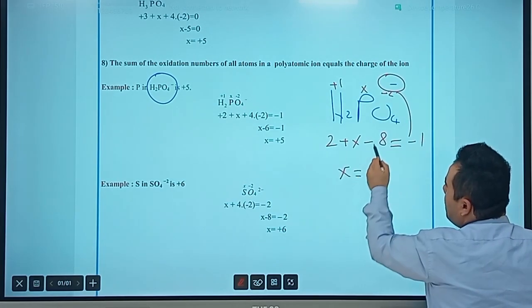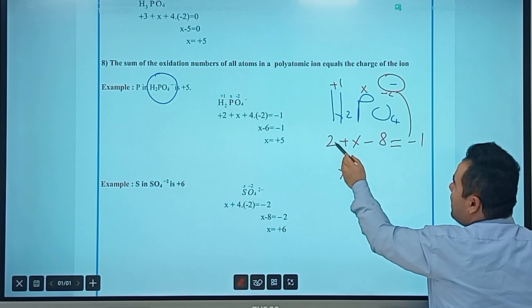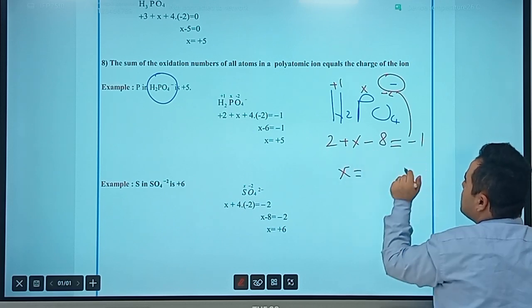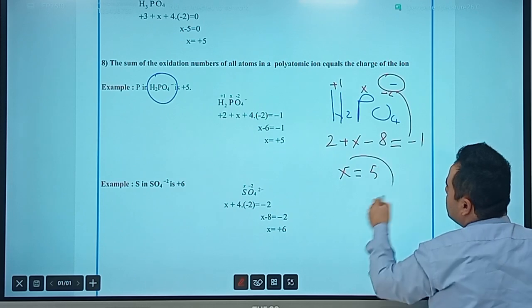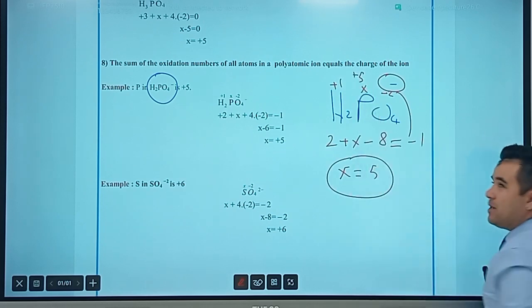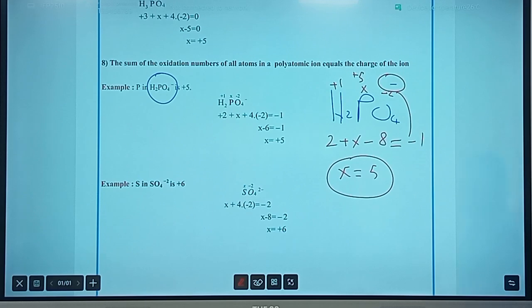X minus 8 plus 2 equals -6 after simplifying. Taking it to the other side will be 6. 6 minus 1, it will be 5. So the oxidation number of phosphorus in this case is equal to +5.